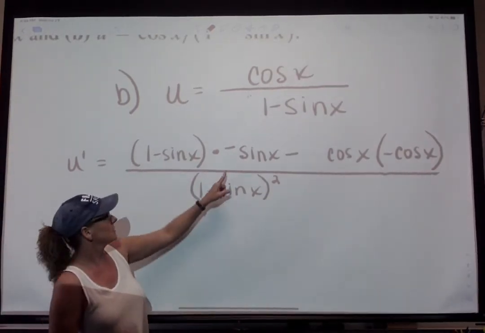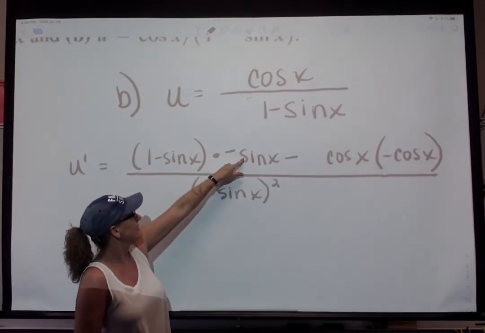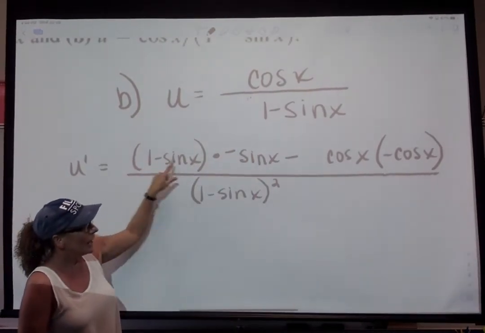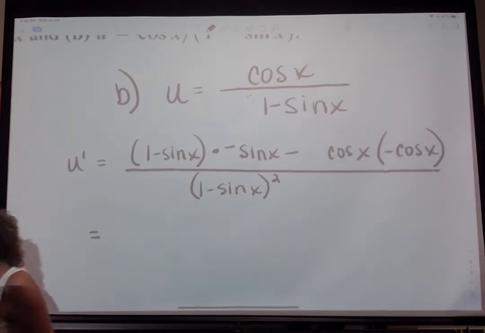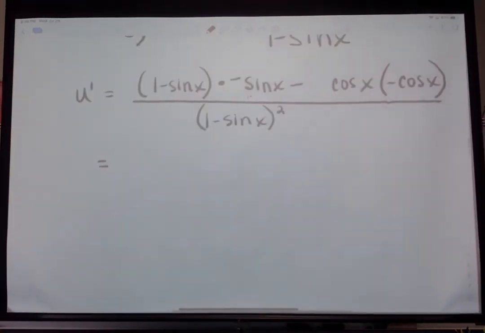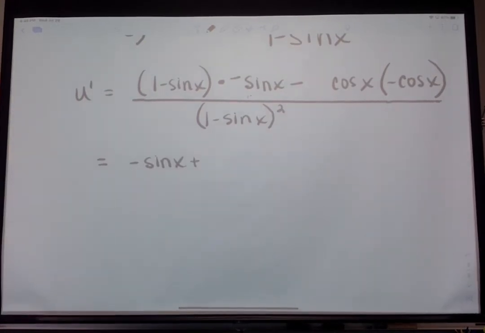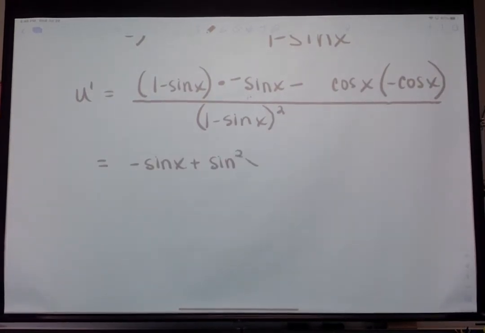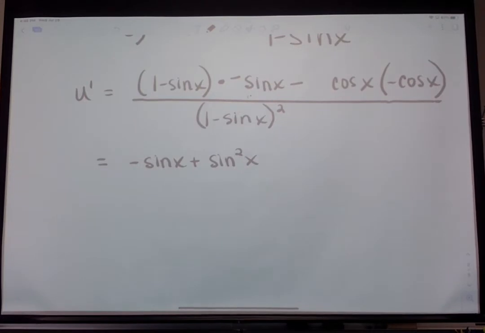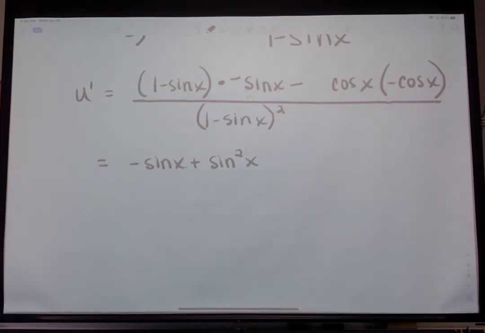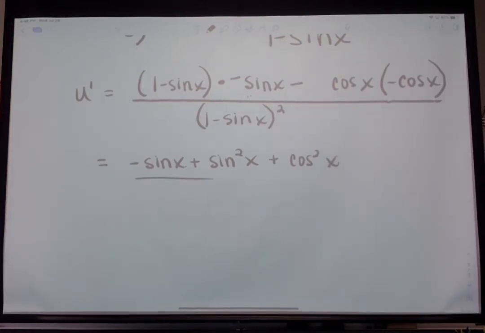So I think what I'm going to do is I'm going to distribute this into here, and I'm going to multiply my cosines together. Here I go. Distributing in, so I've got negative sine x plus sine squared x. And then a negative times a negative is plus cosine. Do you see what I see?